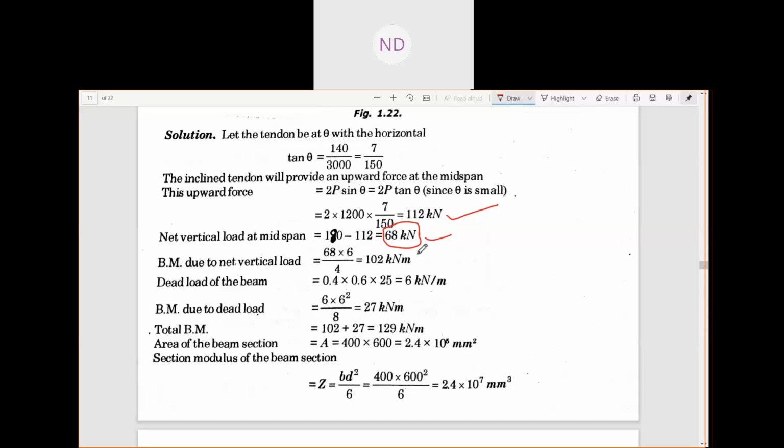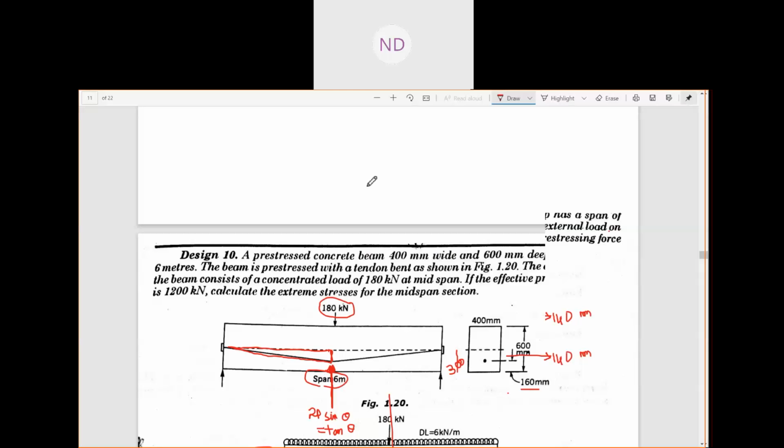So the bending moment due to this point load will be how much? WL by 4, we know, due to the point load. Now the point load which is acting, how much was it? 68 kilonewton. So that means now the point load which is acting here on your beam is 68 kilonewton. So the moment will be WL by 4, this one. That gives our moment to be 102 kilonewton meter.